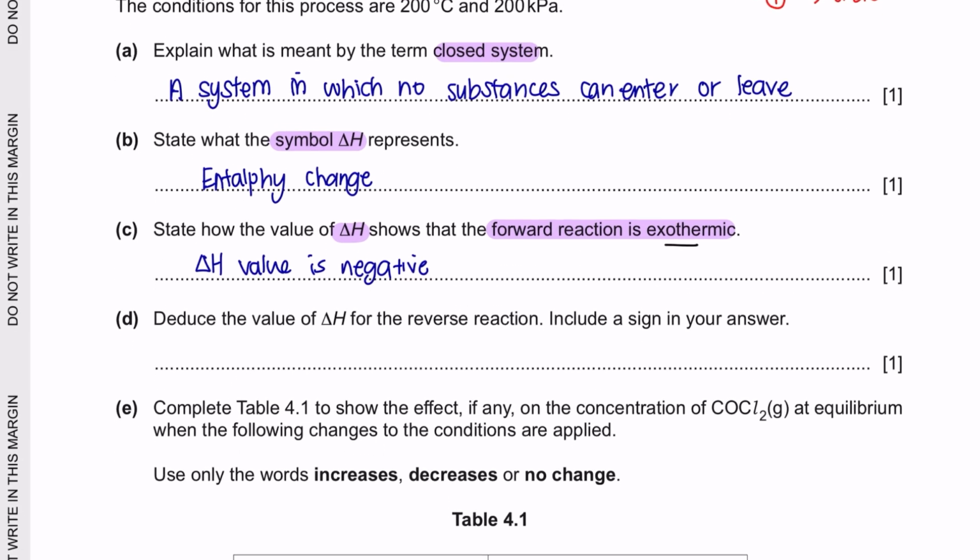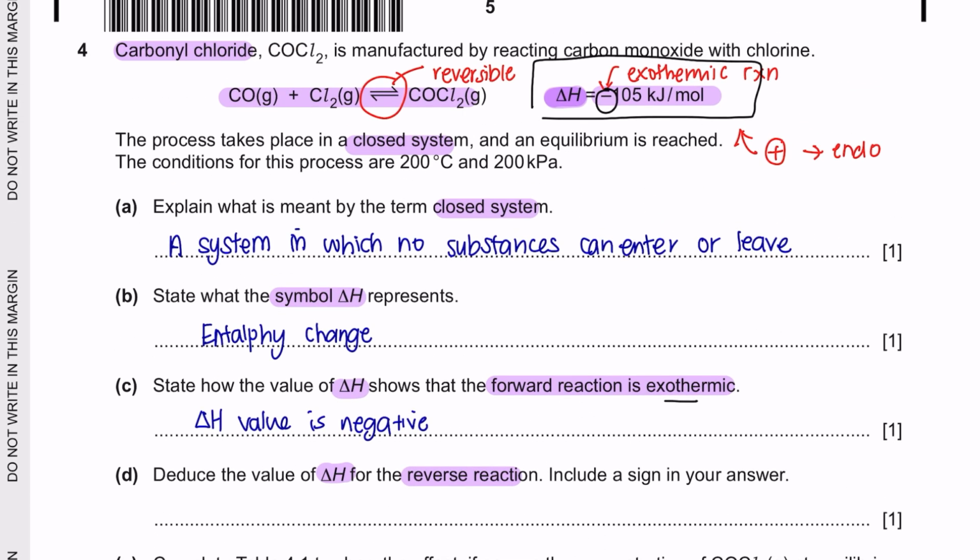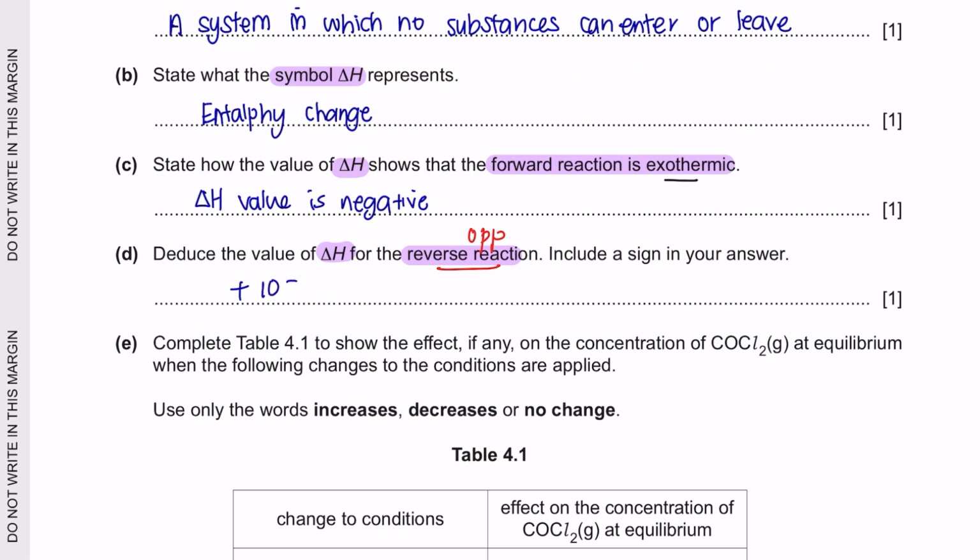Next, question D. Deduce the value of enthalpy change for the reverse reaction. Include a sign in your answer. Now, if the forward reaction is exothermic, this means that the opposite reaction would be endothermic. So the reverse reaction is the opposite reaction, and the value would be positive 105 kilojoules per mole.